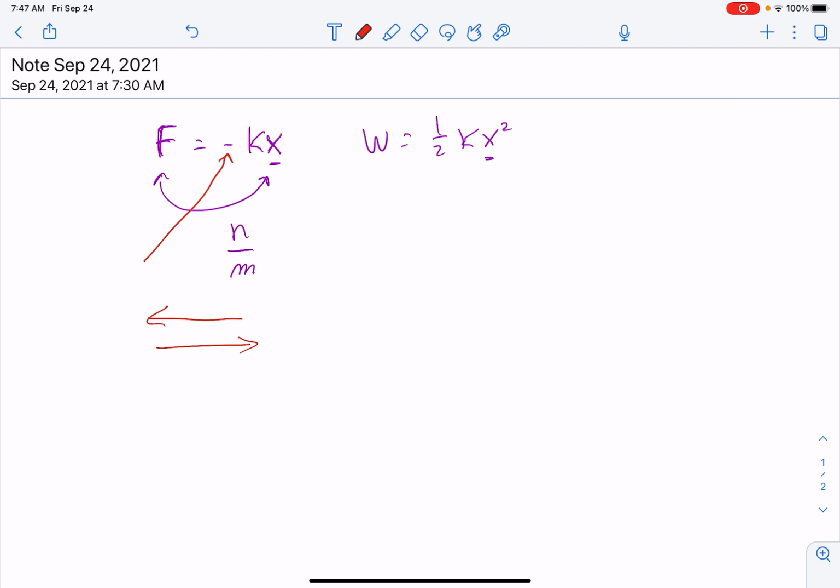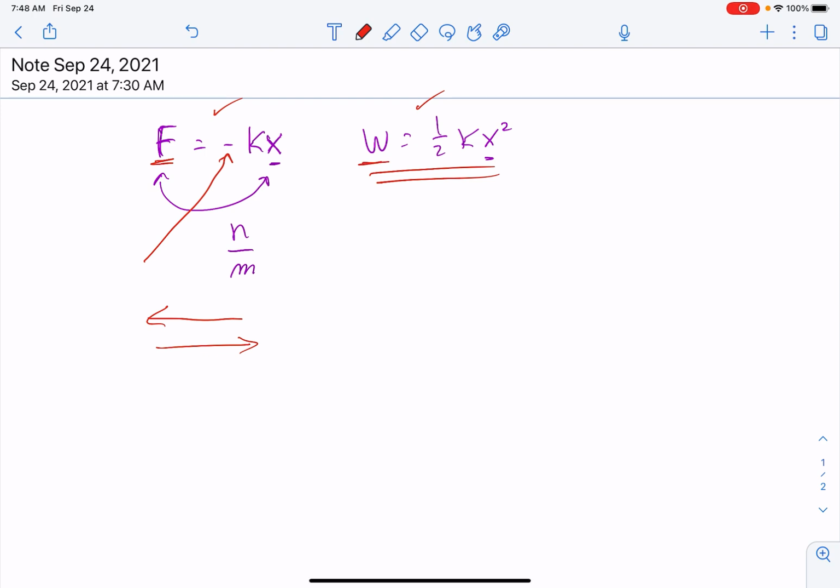Now, your book derives this equation for you. And every year on the test over Chapter 5, students use this equation in one of the multiple choice problems instead of this equation in order to find the work done in compressing a spring. Don't you be the one to make that mistake. Remember, this is just force, and this is going to be the work done.